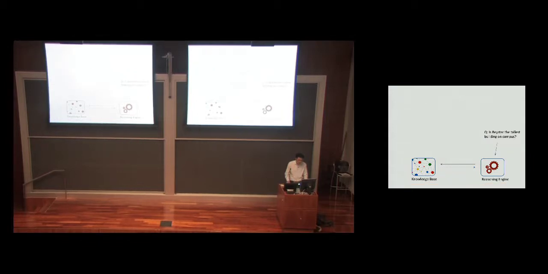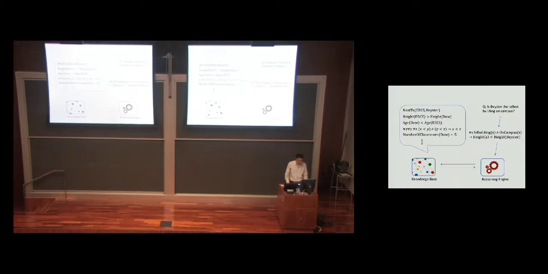So here, I'm going to use this question as an example. Is Baxter the tallest building on campus? And I'm going to cheat a little bit by assuming that we have already turned this question into its logical form, expressed in first-order logic. That is, if it's a building on campus, that means that it has a smaller height. And we can assume that the knowledge base consists of a list of facts that are already known. These facts are also expressed in logical form.